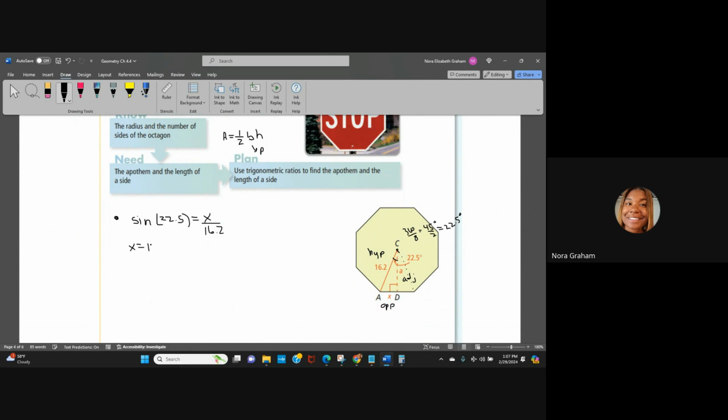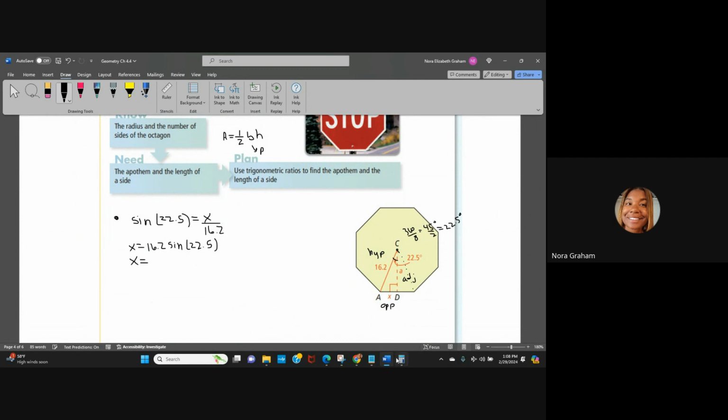That's going to give me 16.2 sine, because it's just being multiplied by my sine, 22.5. Okay. Perfect. If I solve for this, I'm only getting my x right here. Now, remember, to find my perimeter, I need the whole side, and then I have to multiply that whole side by 8. All right. So actually, let's go ahead and do this in the calculator and get a number for it.